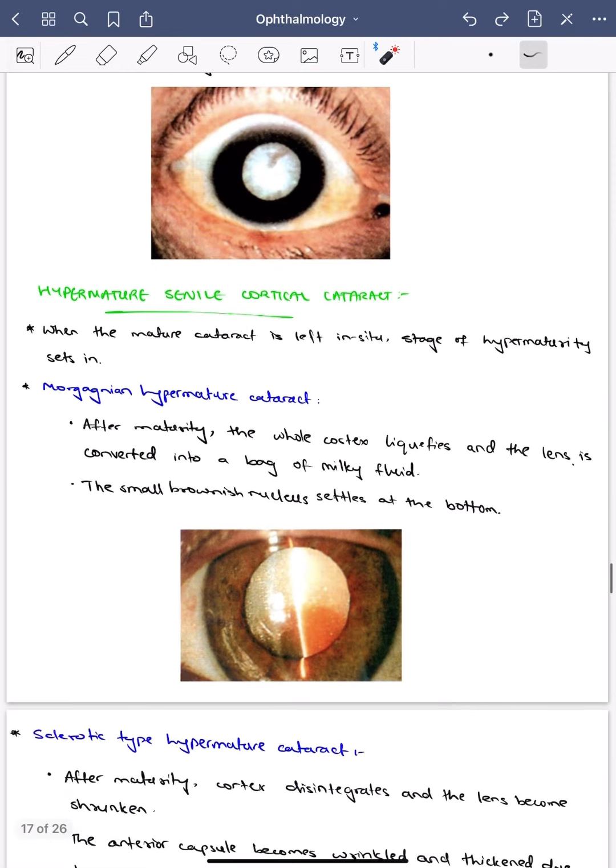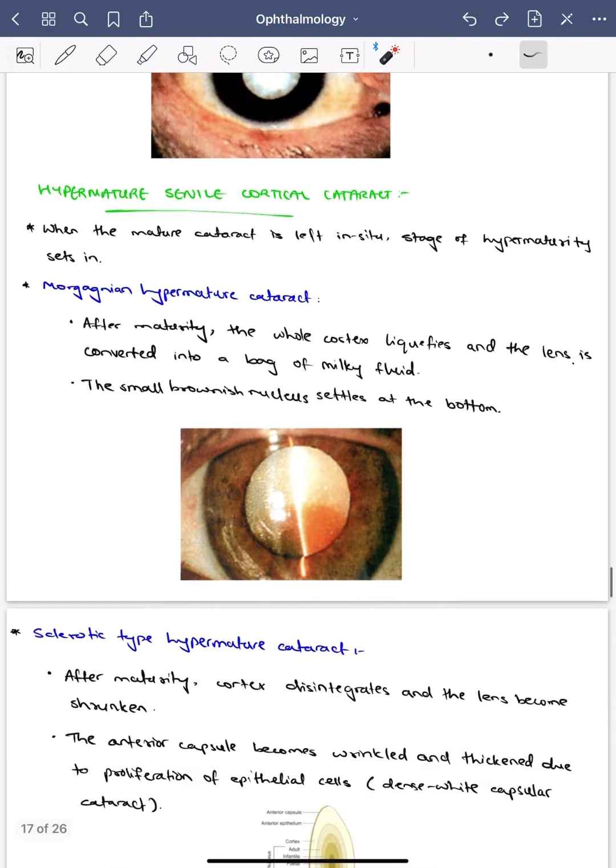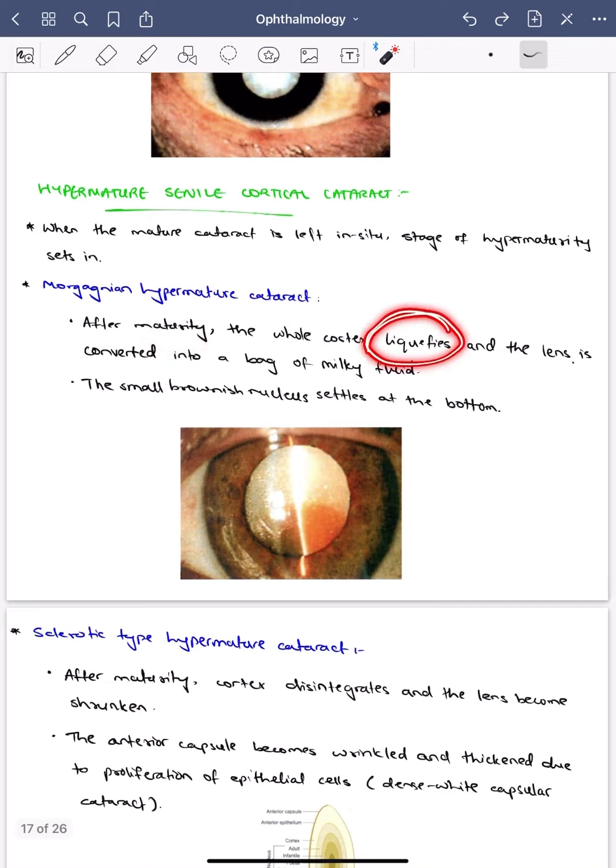Now when the mature cataract is left in situ, the stage of hypermaturity sets in, and now this is of two types. We have the Morgagnian hypermature cataract and the sclerotic type hypermature cataract. Now in the Morgagnian type, what happens is, after maturity, the whole cortex liquefies and the lens is converted into a bag of milky fluid. Okay, and the small brownish nucleus, it settles at the bottom.